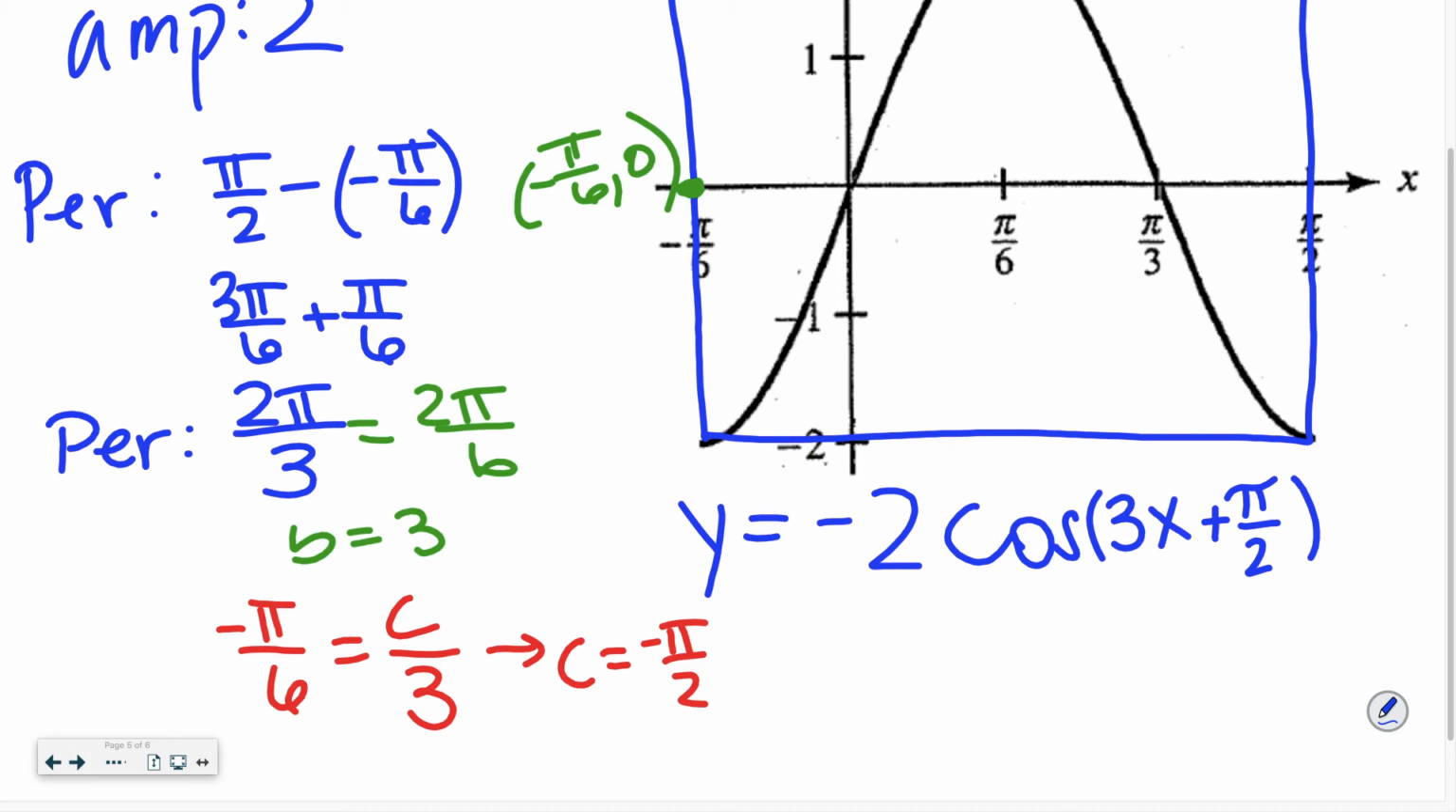Yes? We knew that b is 3 because of the period. So our period was 2 pi divided by 3. And we know that the period, we calculate 2 pi divided by b. So if our period's 2 pi/3, we can identify b to be 3.